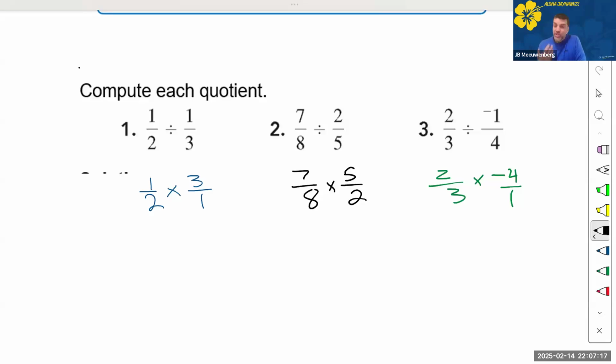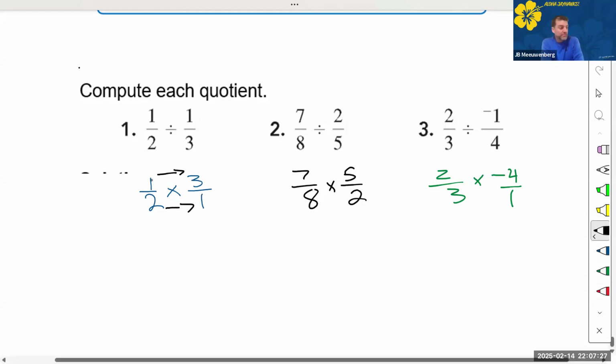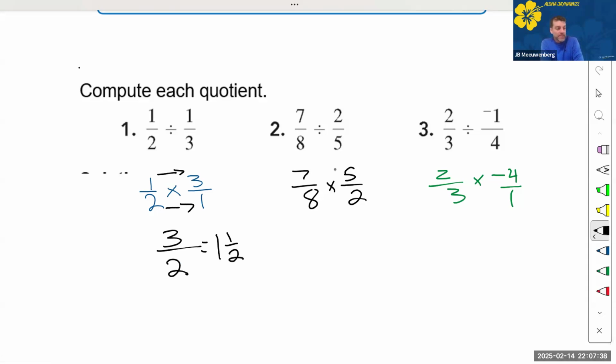I went ahead and started those. So in each case, you're going to be multiplying by that reciprocal. Once it's changed to multiplication, just multiply straight across. 1 times 3, 2 times 1, and then simplify it. 1 and 1/2. For this one, 7 times 5, 8 times 2, and then we need to simplify that. That one's a little trickier.